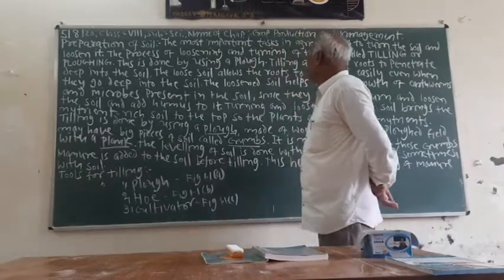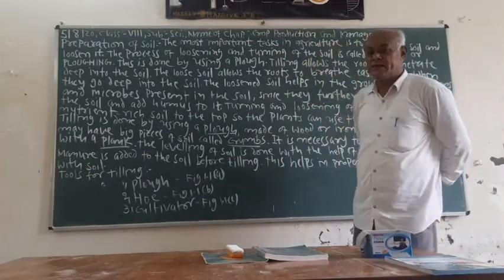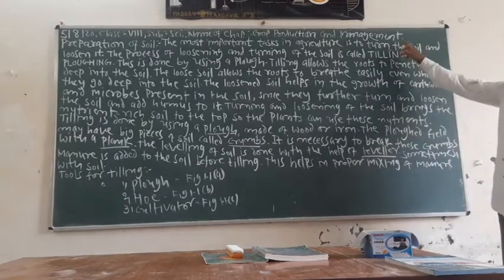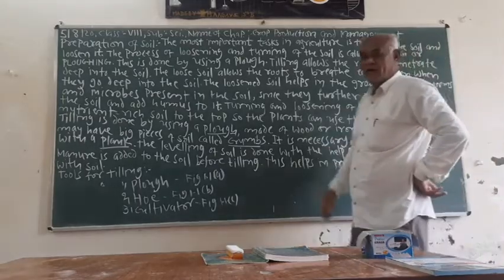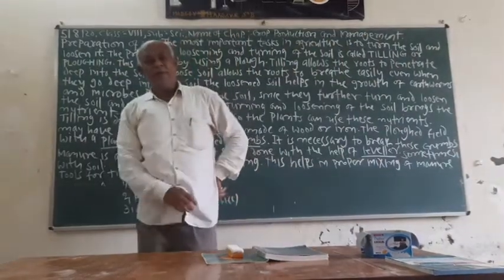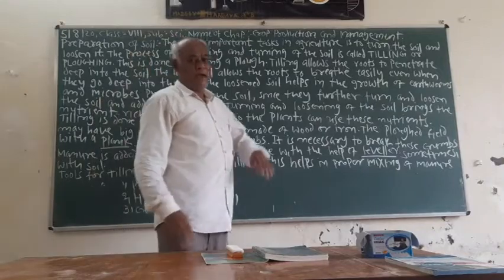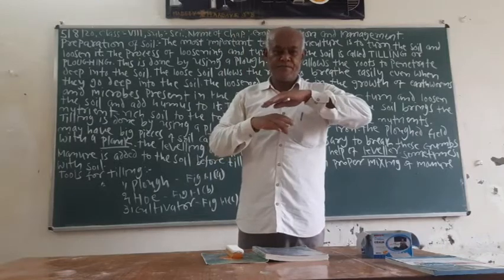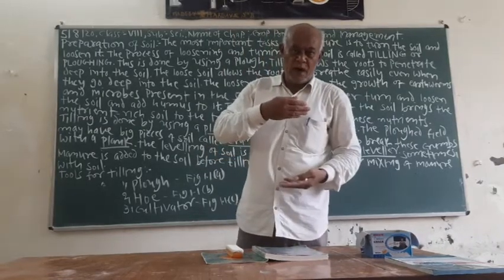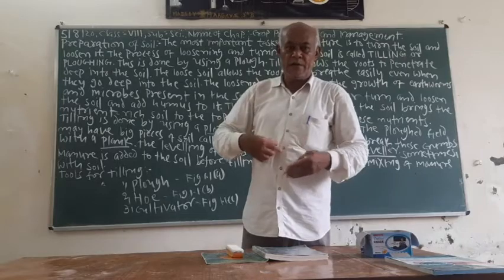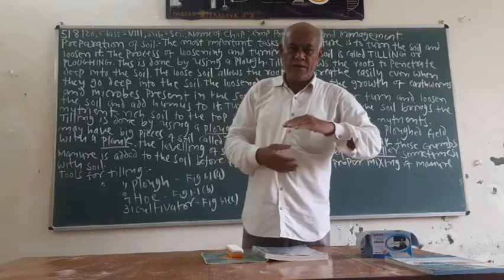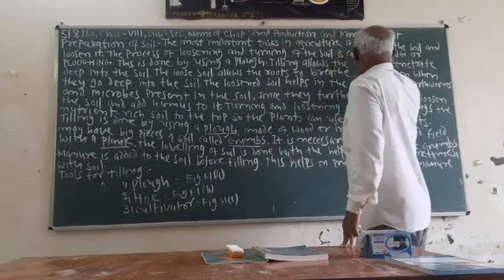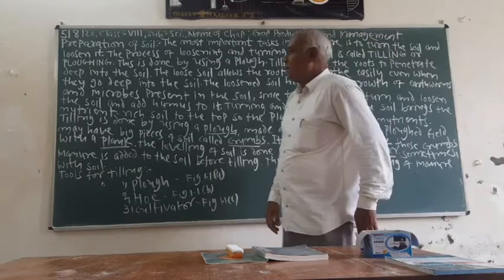The most important task in agricultural practices is to turn the soil and loosen it. It means that the uppermost soil is turned down and the lower soil is turned upward. This is how we turn the soil and loosen it.